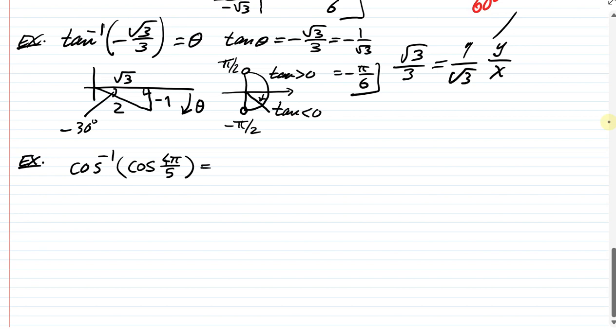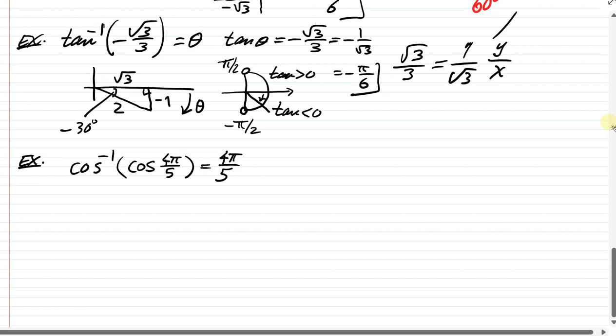Now, I can't just quickly jump to the conclusion that it's 4 pi over 5, just because you have a composition of the inverse and the function. Well, that's not always true for trig functions. The reason is that we have that restricted domain, or think of it as restricted range, for these inverse trig functions.